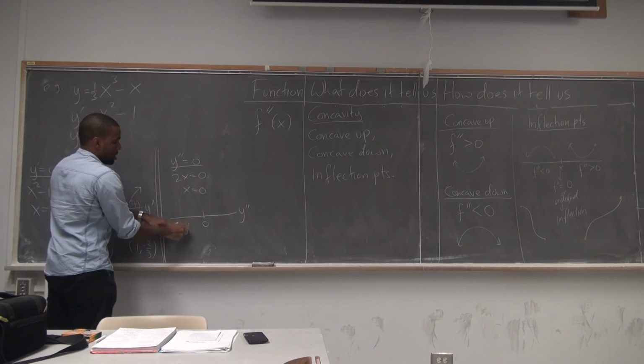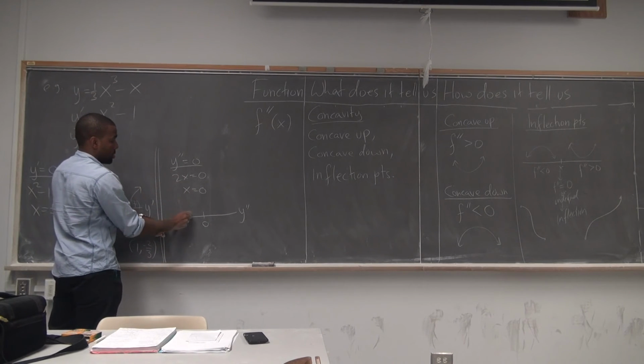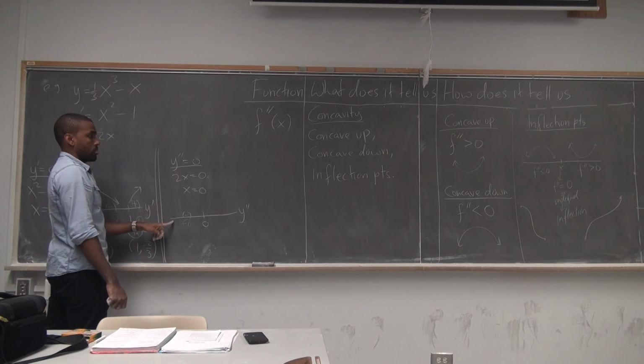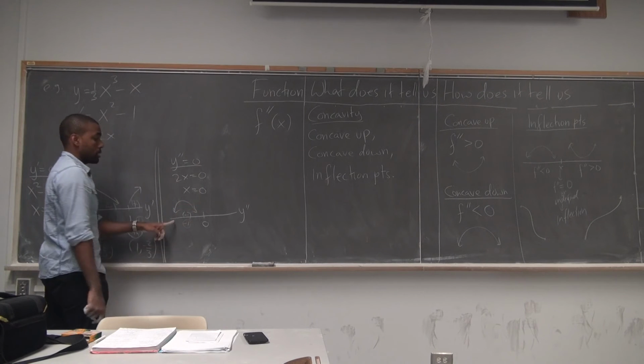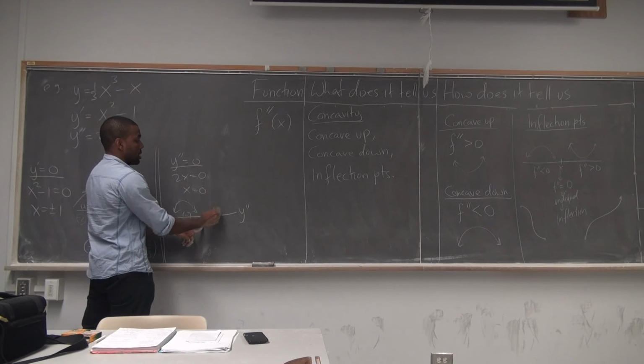So I plug in a number over here, like minus 1. This would give me a negative number. Now, negative in the second derivative means what? Concave down, which means I'm shaped like a frown, right? Over here, I plug in a plus 1 into this, I get a positive number. In this context, it means concave up like a cup.